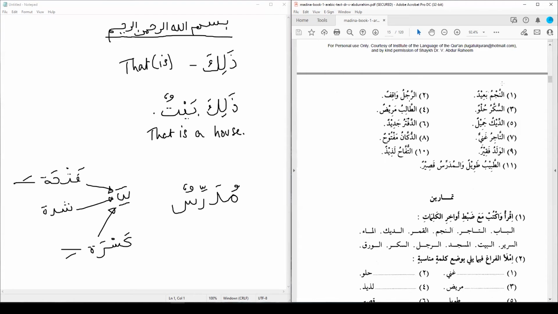This exercise, you can simply read and write it. So here you have 11 sentences, and you can read and write these sentences for this exercise. So it says here, An-najmu ba'idun, the star is far. Ar-rajulu waqifun, the man is standing. As-sukkaru hulwun, the sugar is sweet. At-talibu maridun, the student is sick. Ad-diku jamilun, the rooster is beautiful. Ad-daftaru jadidun, the notebook is new. And the rest can be done by the students.